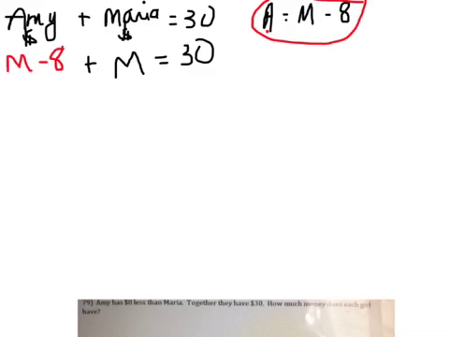Okay, so now if you look at this, this is pretty easy to solve now, because you have an M and another M. That makes 2M minus 8 is 30, and we want to solve for the M. We want to get it by itself.